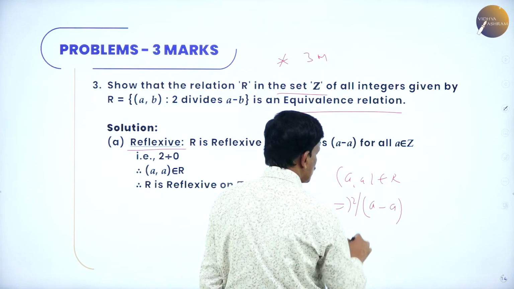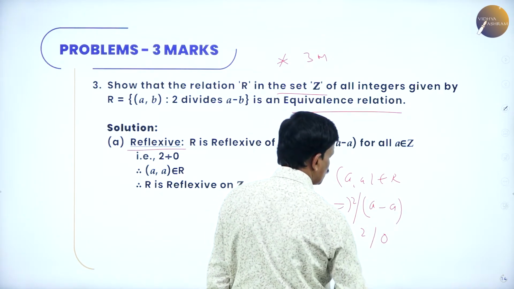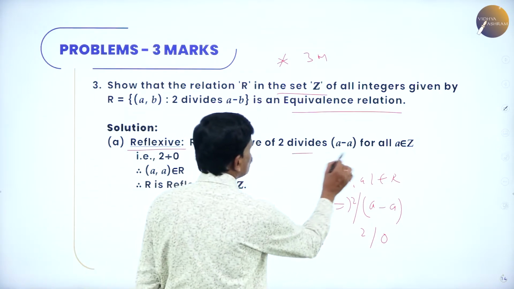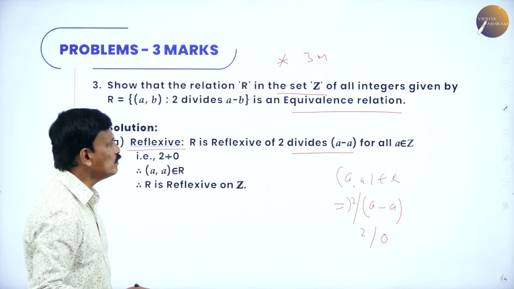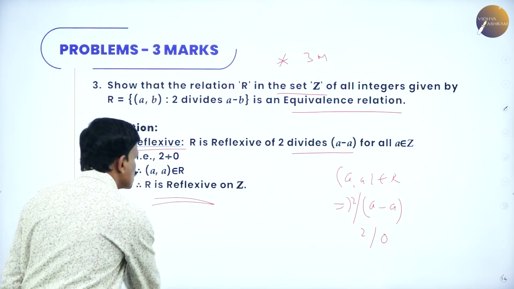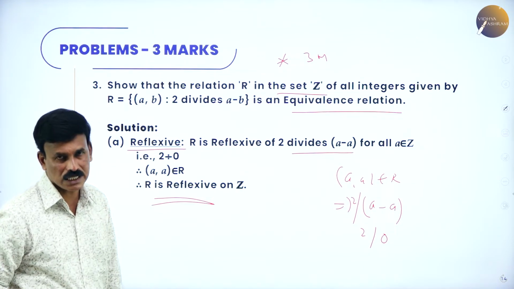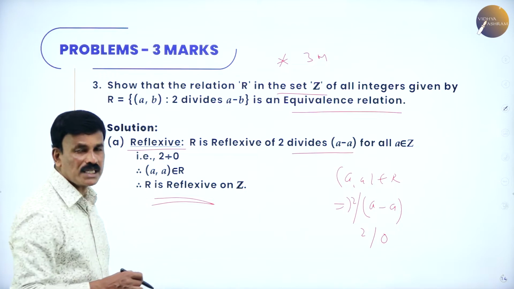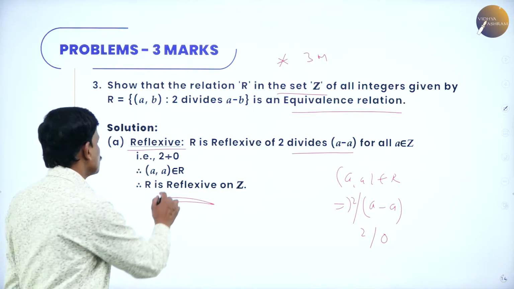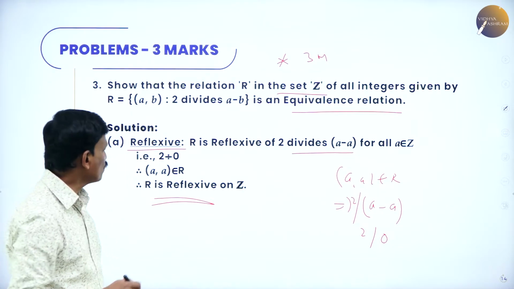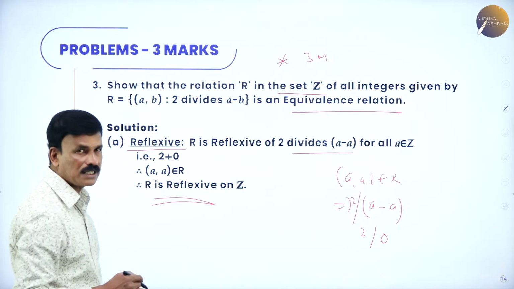So 2 divides a minus a, that is 2 divides 0, right? So therefore R is reflexive, as 2 divides a minus a for all a belonging to Z, because 2 divides 0. Therefore R is reflexive on Z. So (a, a) belongs to R implies 2 divides a minus a, that is 2 divides 0. Reflexive condition is satisfied on Z.